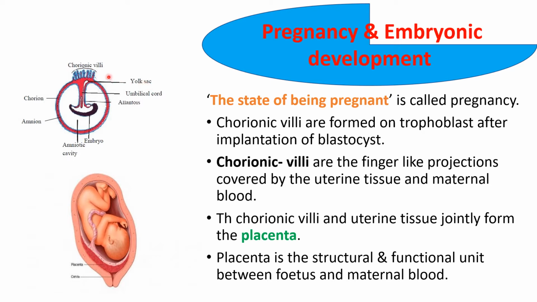The placenta is the structural and functional unit between the fetus and maternal blood. In this diagram, the structure of the placenta appears very clearly: this red colored portion is called the placenta. This structure is found between the fetus and maternal blood. It is the connection, the link, between the developing fetus and maternal blood. The role of the placenta in the development of the embryo is immense.